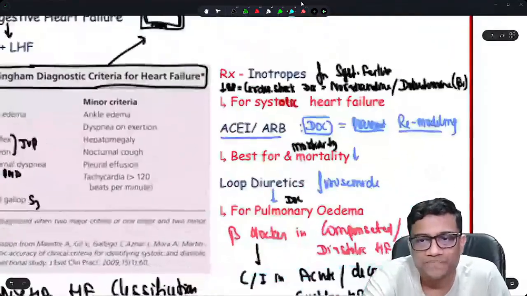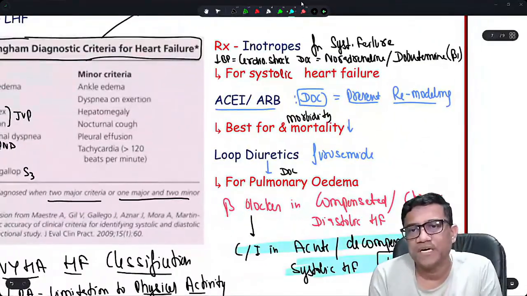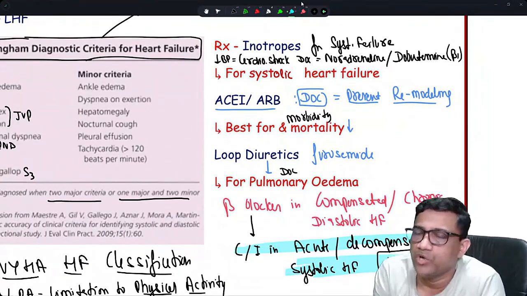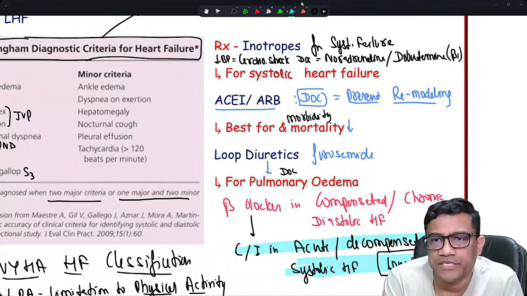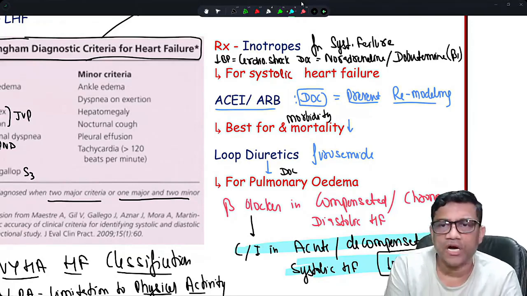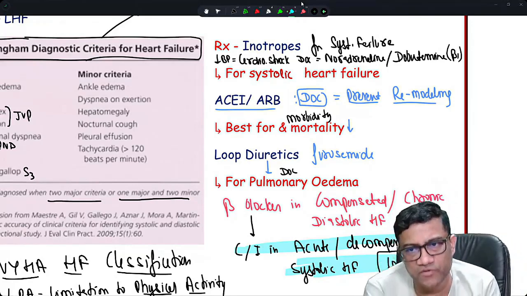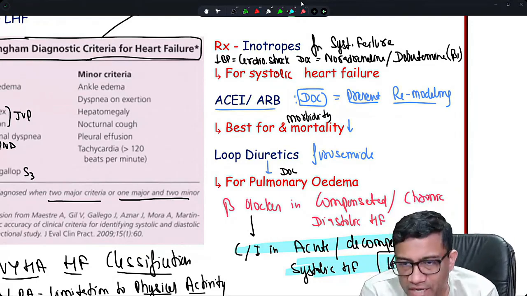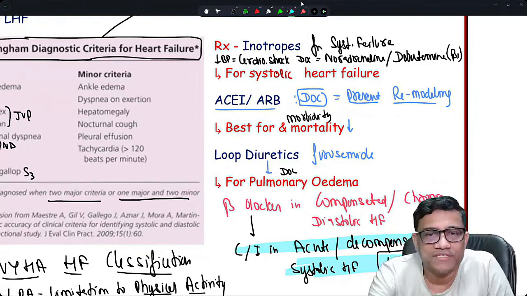Then next question, what are the other drugs we will use? We will use noradrenaline or dobutamine for cardiogenic shock. So drug of choice for cardiogenic shock in heart failure is what? Noradrenaline and dobutamine. Then what is the next drug?